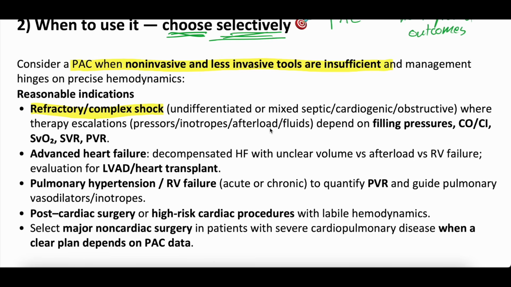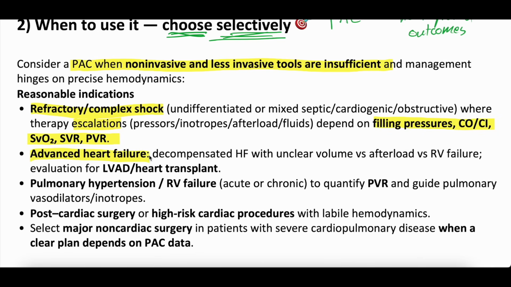Someone with a normal heart who's septic, they're able to compensate. They're able to increase their contractility and cardiac output to compensate. But someone who's septic with a bad heart might not be able to compensate. Or someone who's septic who develops sepsis-induced cardiomyopathy, right? All these patients might benefit from it, these refractory, complex, or mixed shock states, especially when therapies are escalating and they're getting worse, and you really want a better idea. What are my filling pressures? What's my cardiac index? What's my SvO₂? And I can calculate things like SVR and PVR, which we'll talk more about.